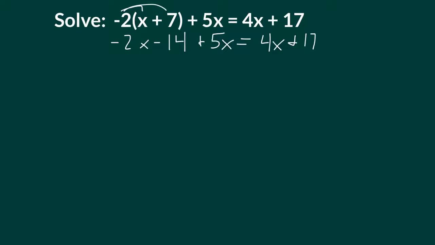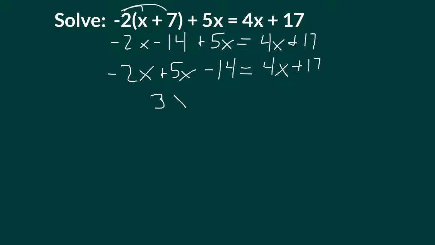Next step, combine like terms. Now you can see we have some like terms on this side. We have a -2x and a positive 5x. So when you combine those, you're going to combine the -2x plus 5x minus the 14. Rearranging the order here using that commutative property. Combine those two, we're going to get those two like terms. We get 3x minus 14 is equal to 4x plus 17.